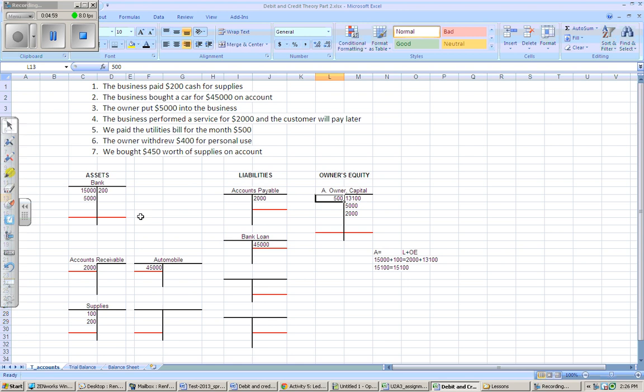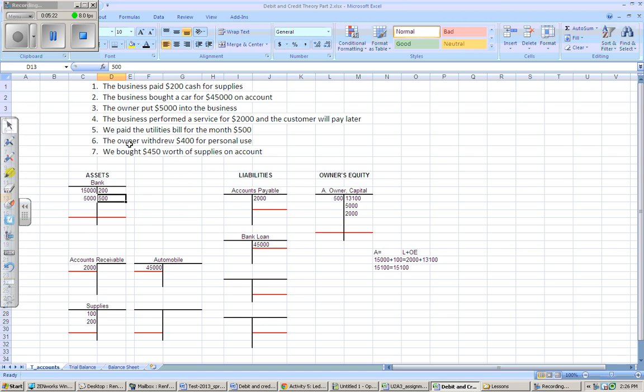We had to pay that money, so it comes out of our bank account. Bank is an asset that's decreasing. Assets increase on the left side, so they decrease on the side opposite, the credit side. Once again, we have a credit of 500 and a debit of 500, so that's equal.